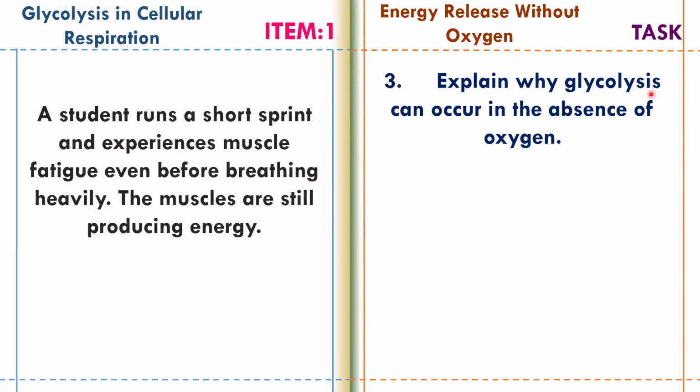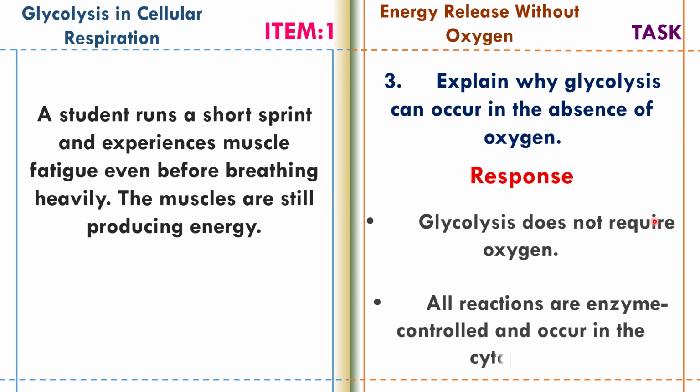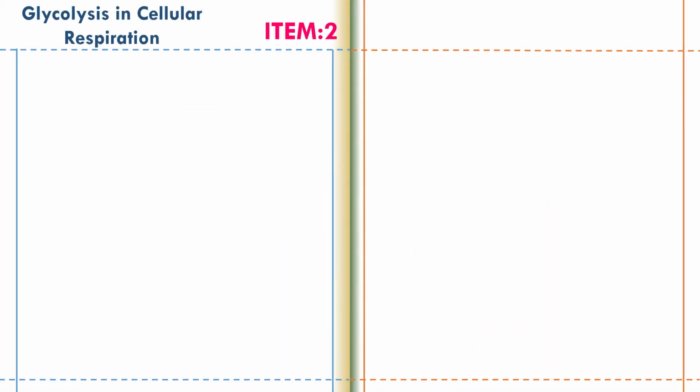Explain why glycolysis can occur in the absence of oxygen. Glycolysis does not require oxygen. All reactions are enzyme controlled and occur in the cytoplasm. We are still on glycolysis in cellular respiration, item 2. Let's look at the stages of glycolysis.